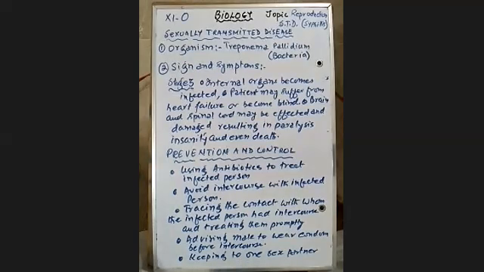And the third is keeping to one sex partner. Is it clear? Keeping to one sex partner means only the husband or only the wife, instead of having intercourse with different strangers.